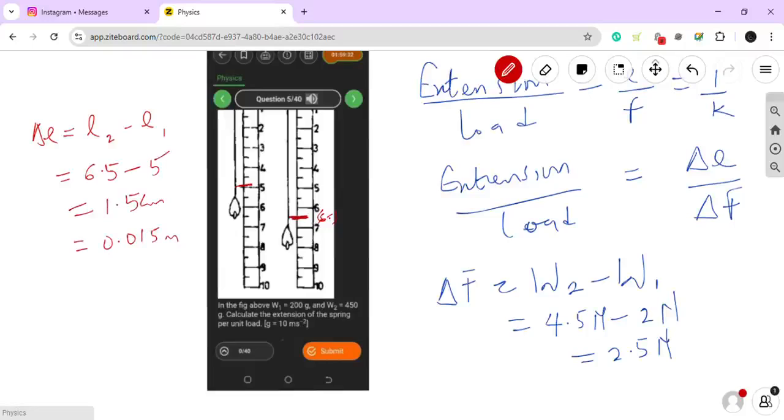0.015, right? No, that should be 0.0015. Because normally this is 1.5, then I want to do times 10 raised to minus 2 to change it to meter. So it actually means 1.5 divided by 100, and that should be 0.0015. 0.015. That's 10 raised to 3.